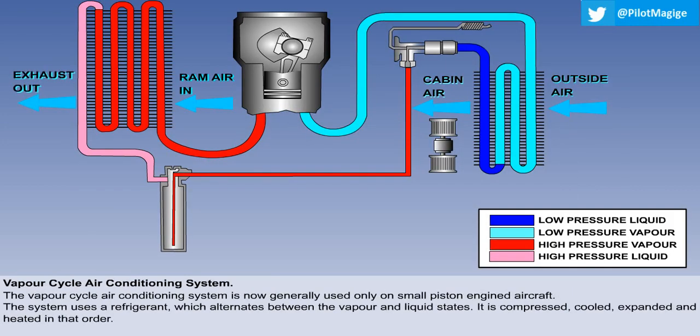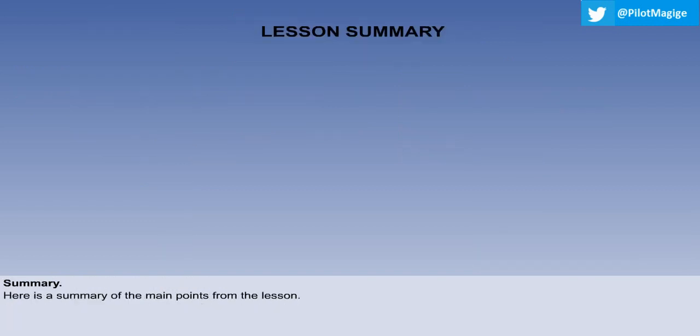The vapor cycle air conditioning system is similar in operation to the domestic refrigerator, or the galley cart cooling system. That is the end of the lesson.